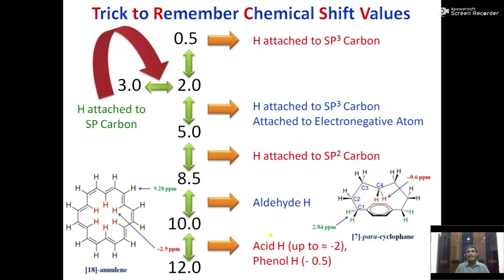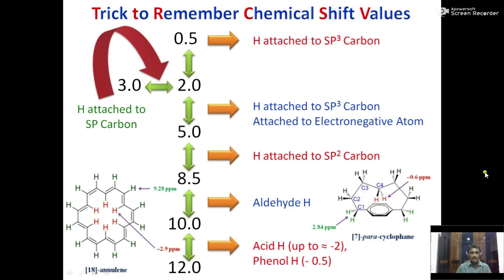In many interviews this question is asked. So the COOH proton is giving a negative delta value, and the phenol proton is giving a negative delta value. Some of the examples I have taken: 18-annulene, where the protons in the ring current are also giving a negative delta value. In the case of [7]paracyclophane also, for these protons we are getting a negative delta value.